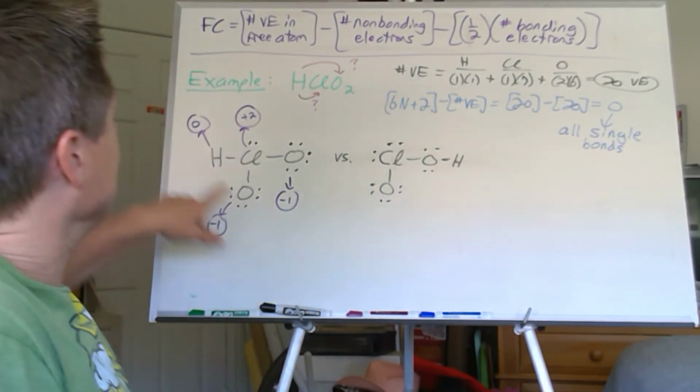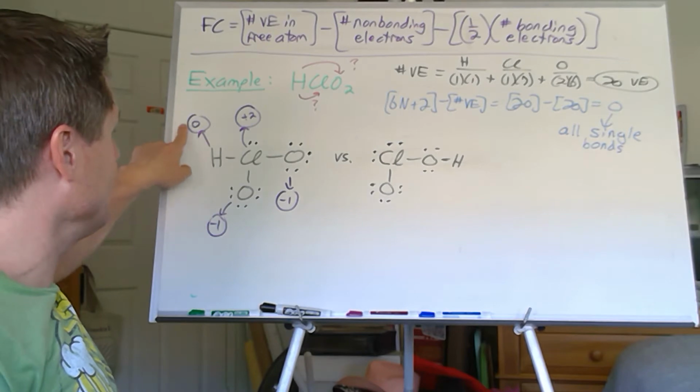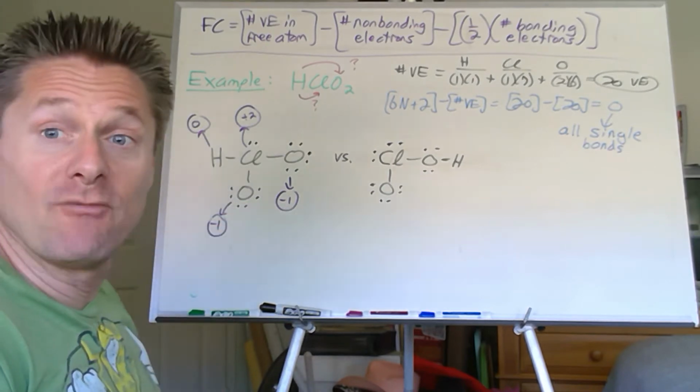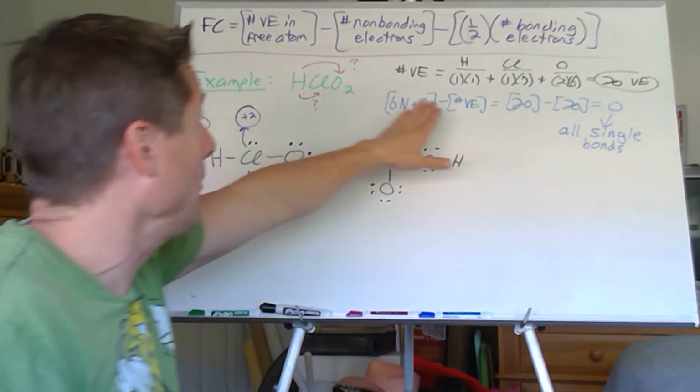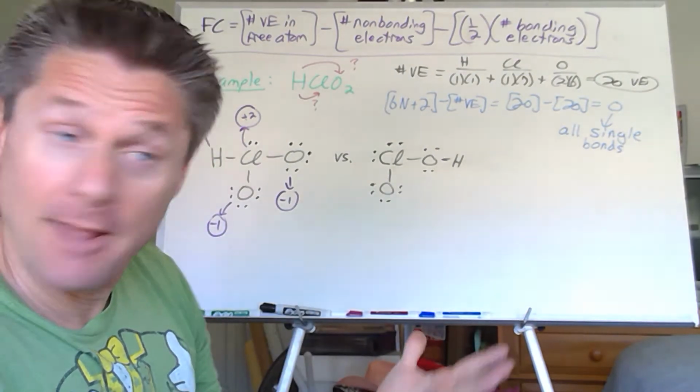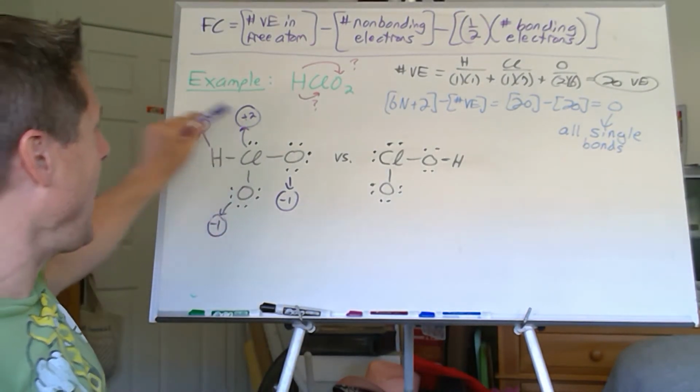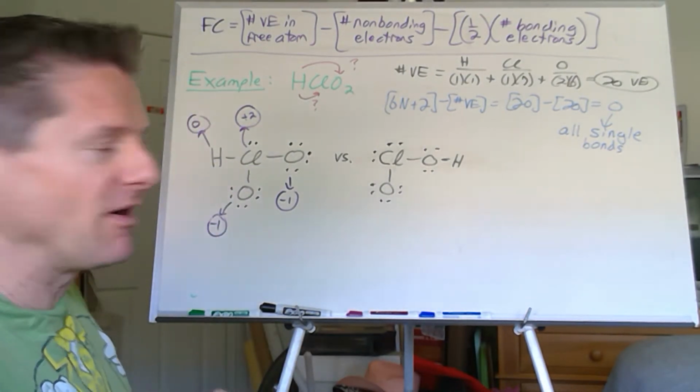All right, let's add these together. -2 plus 0 plus -1 plus -1 is 0. The sum is 0, and it's a neutral molecule. Hey, all right. But it has these high formal charges, very unlikely.